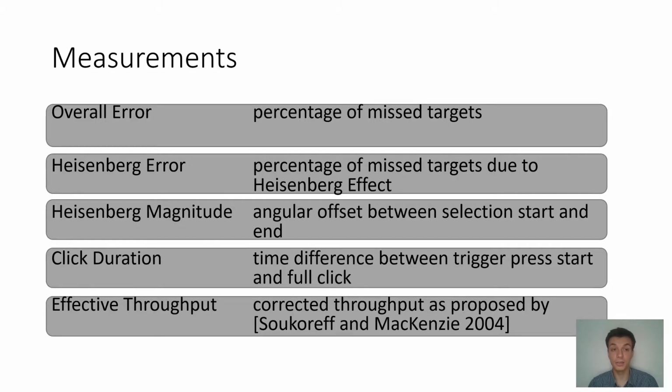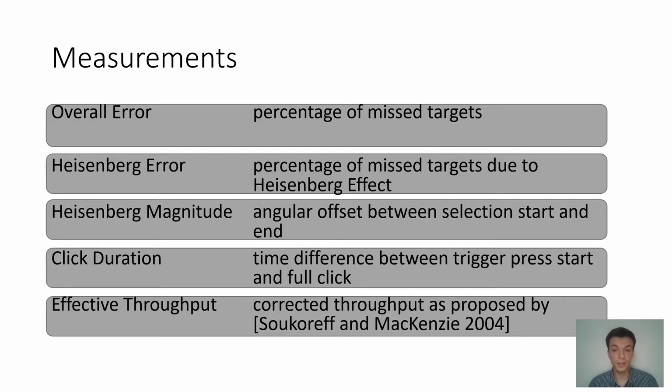Some of them are the overall error, so this is the total amount of errors, meaning the percentage of targets that were missed. Then the Heisenberg error, just the percentage of missed targets where the selection started within the target but ended up outside of it. The Heisenberg magnitude, which is the angular offset between the selection start and end whenever a Heisenberg error occurs.